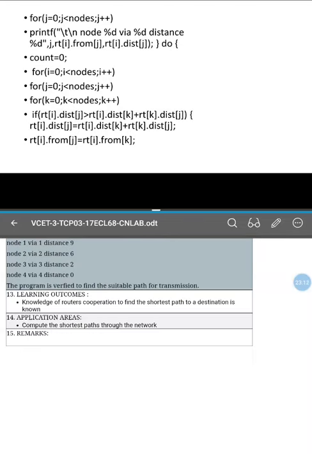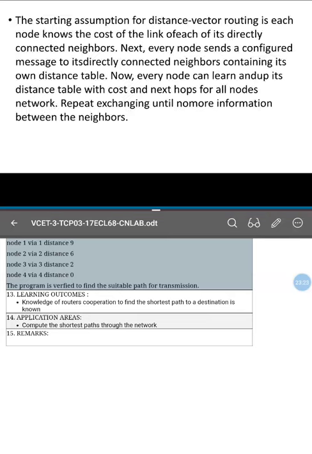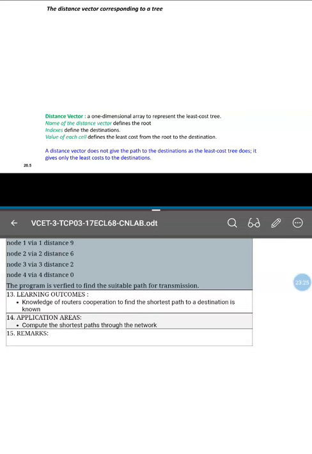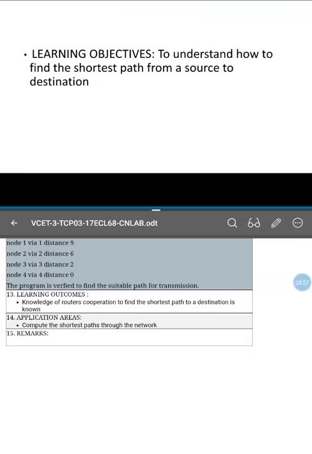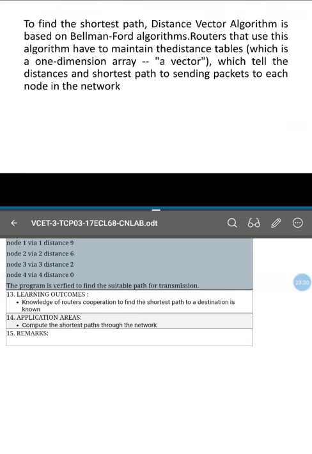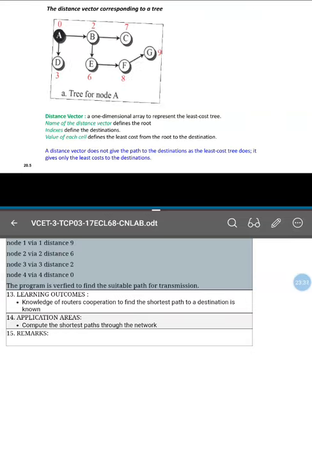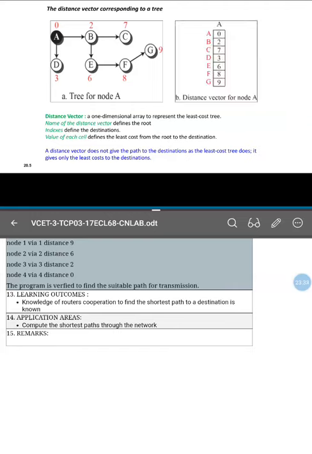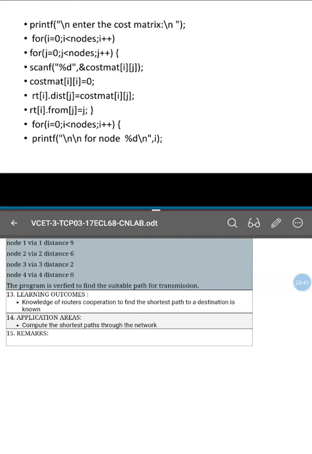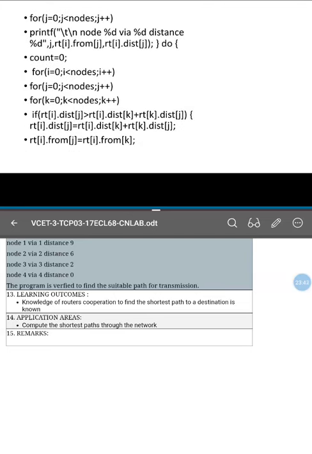Next, the learning outcome here is that the knowledge of the router's operation to find the shortest path to the destination is known, and the shortest path is computed using the distance vector algorithm. So this is a very important algorithm from the theory point of view, also from the lab point of view. Just you need to know, using an intermediate node, for a common human eye it is very easy to find out what is the least path. Just you have to add it up. That same is done using the Bellman-Ford algorithm.